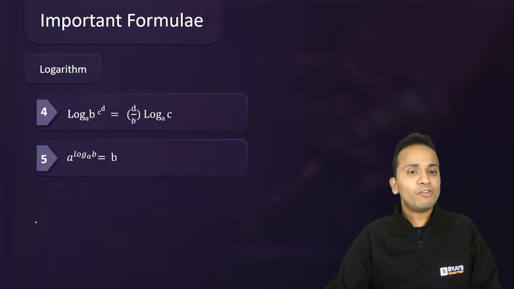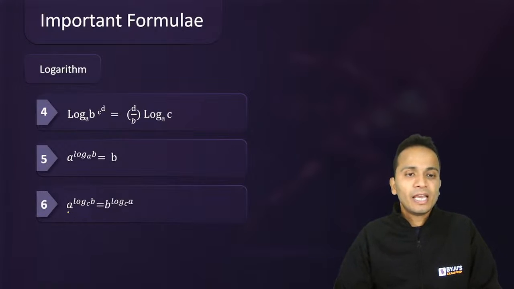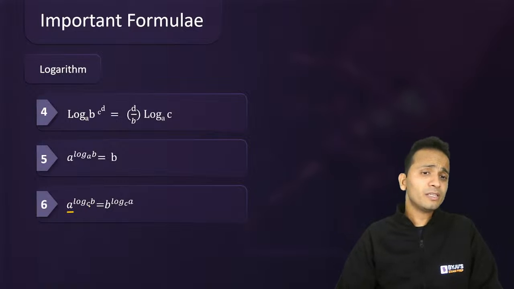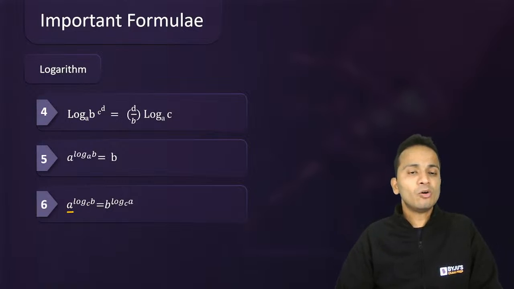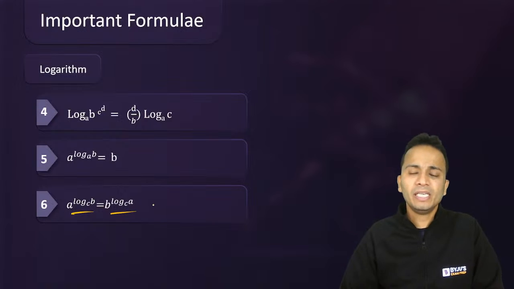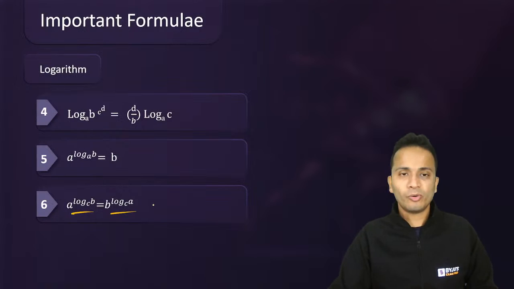Okay. Formula number 6, a raised to the power log of b to the base c. Here the base is different. So now this will be equal to, if you interchange a and b, they both will be equal. This can be done, right?